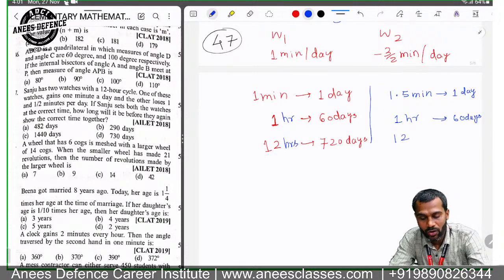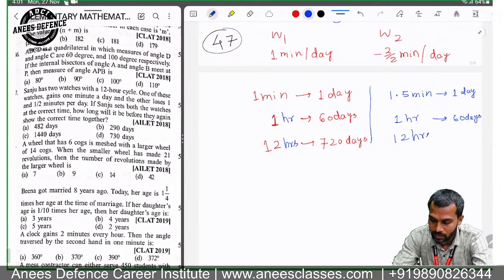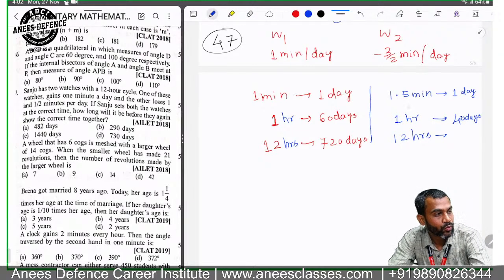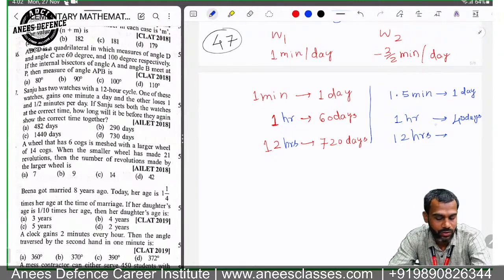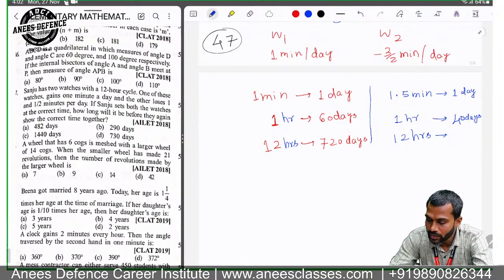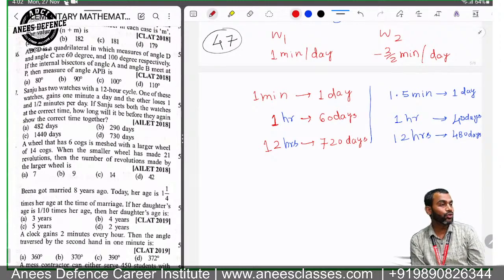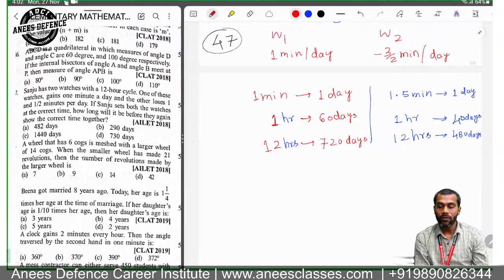Online students, are you getting or not? I'm sorry, it is not 60 days, it is 40 days. Yes or no? We need to multiply it by 40. 40 into 1.5 is 60 minutes. Now 40 days. Now 40 into 12 is 480 days. Yes or no? So after 480 days, watch 2 will show the correct time. And after 720 days, watch 1 will show the correct time.